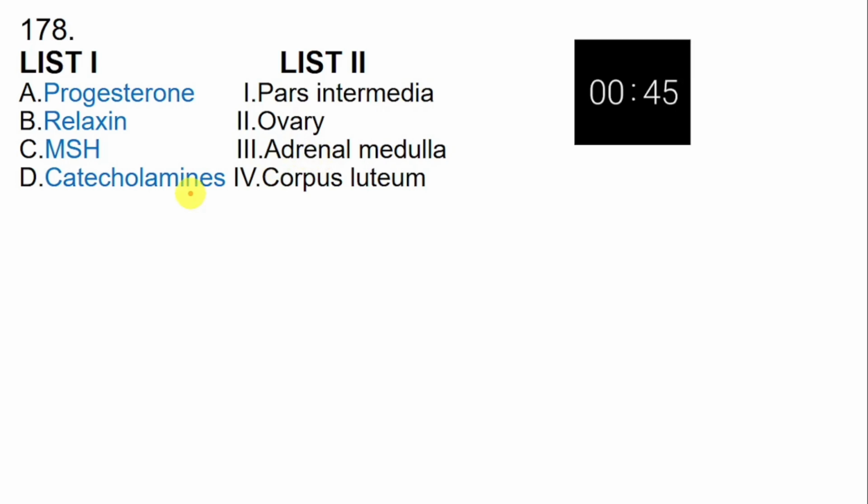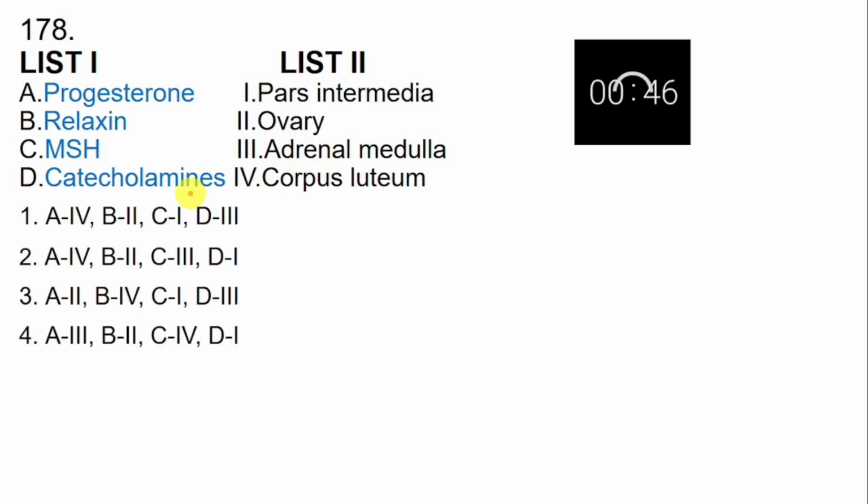So let's look at the options. B will be 2 and A will be 4. A4 and B2 is over here. Then MSH is C1. So option 1 is the right answer.